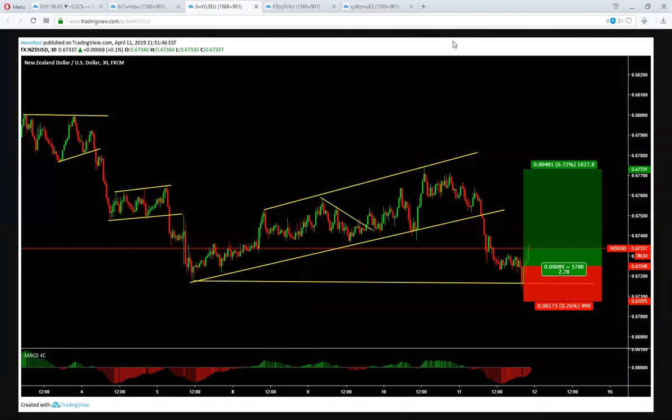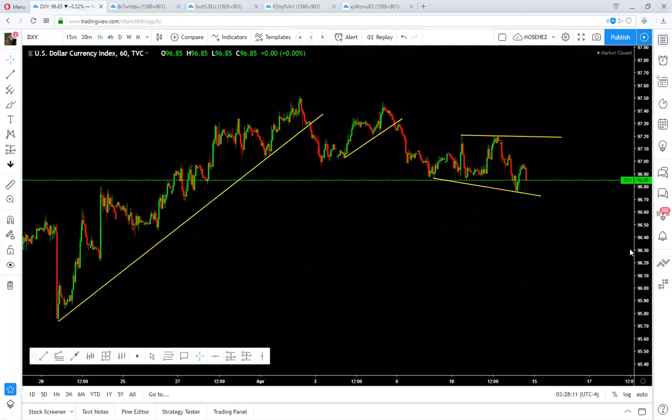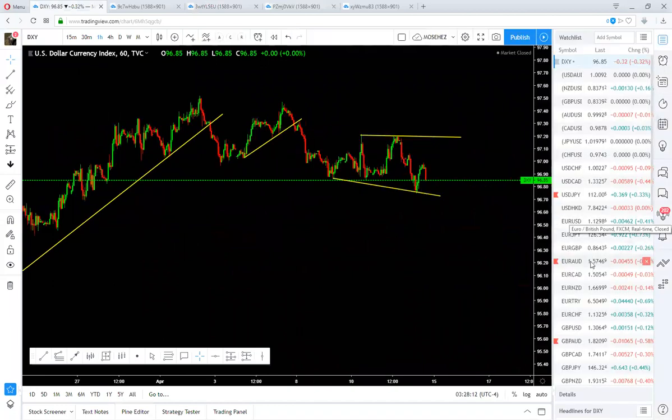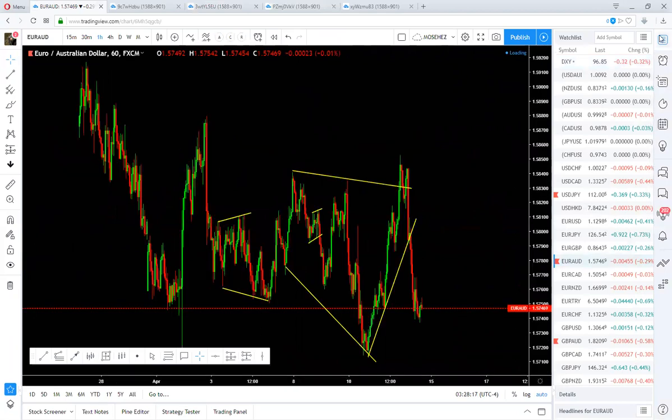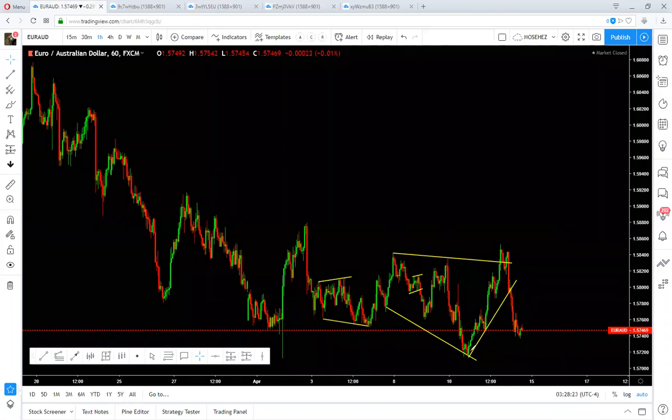Then another trade that we also took was the Euro AUD. I shared that trade on the 10th of April. So what happened after that, you can just look at that chart. The Euro AUD. You can see what happened. It just went up after we had shared that trade. So that was also easy.